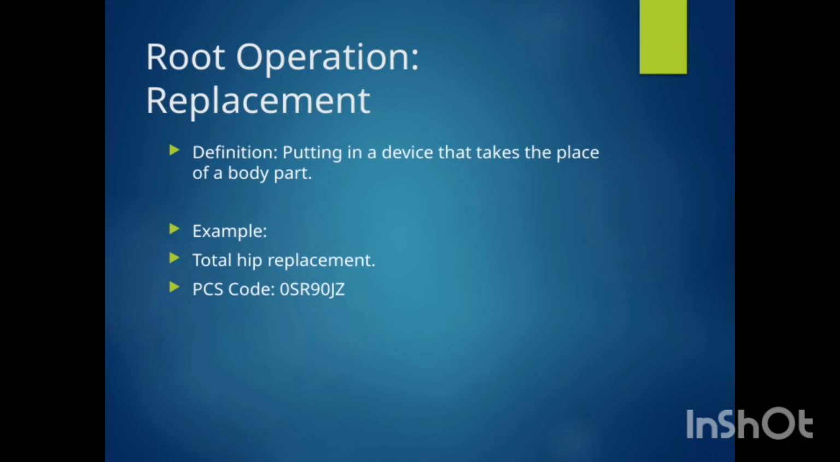The root operation here is called replacement, which clearly indicates that a body part is being substituted with a device. Understanding this concept is crucial because it helps us accurately classify and code these procedures, which is vital for proper documentation and billing. This idea of replacement ties into the overall theme of our presentation, which is about understanding different types of surgical procedures and how they are identified in coding systems.